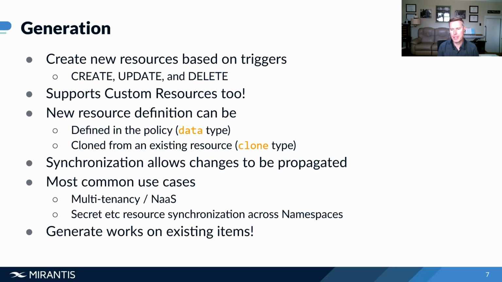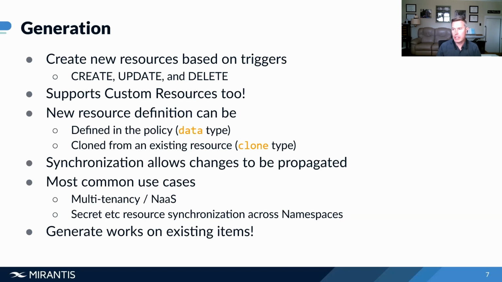The nice thing about this is, in addition to that initial generation, it has a synchronization feature. And that's one of the things that I'll show here. Because if something happens to whatever the source is, whether that source is defined in the policy or whether that source is defined elsewhere in your cluster, subsequent changes to that, if you elect, can also be propagated down to wherever Kyverno generated that. So super useful in making sure that resources are in sync across a number of namespaces in your cluster.